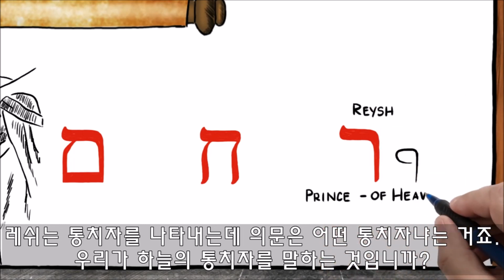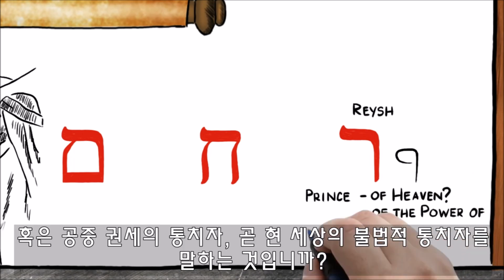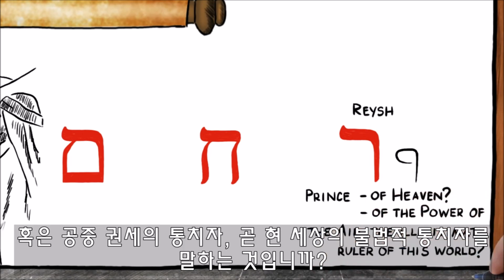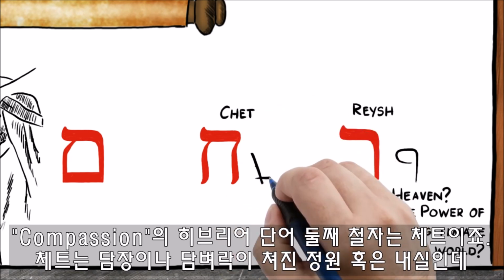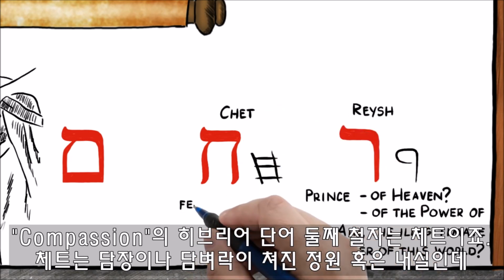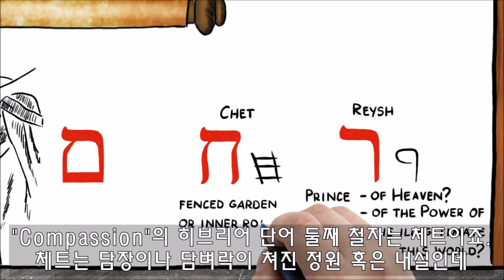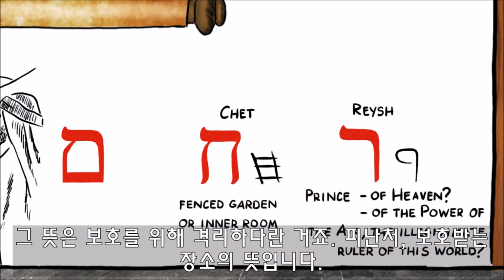Are we talking about the prince of heaven, or the prince of the power of the air, the illegitimate ruler of this world? The second letter in the Hebrew word for compassion is chet. Chet is pictured as a fenced or walled garden or inner room. It means to separate out in order to provide protection, a place of refuge, a secure sanctuary.